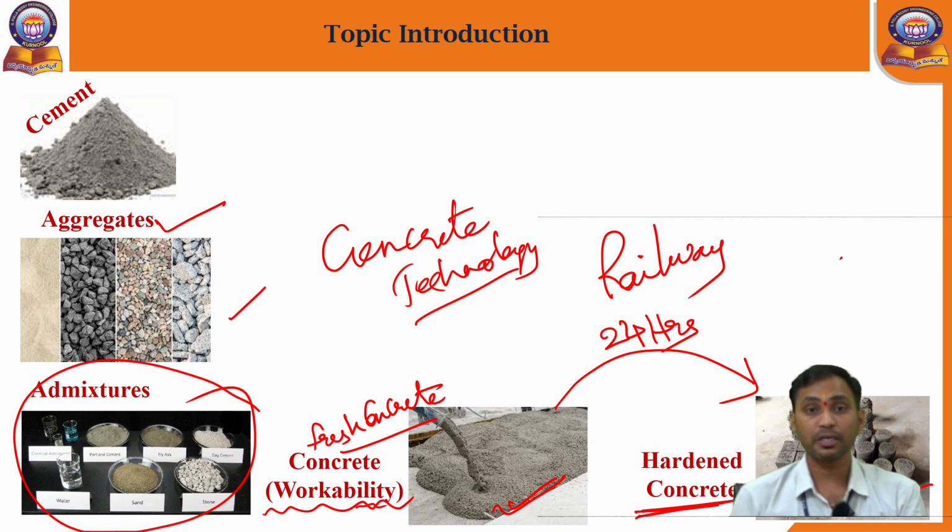When preparing and placing this concrete, that is the fresh concrete. After 24 hours, it will turn into the hardened concrete. So we have to check the quality of the hardened concrete by conducting various tests. What are the types of tests? Strength test, flexural strength test, next, split tensile test. These are the different types of tests we are going to use to check the quality of hardened concrete. Okay, done.